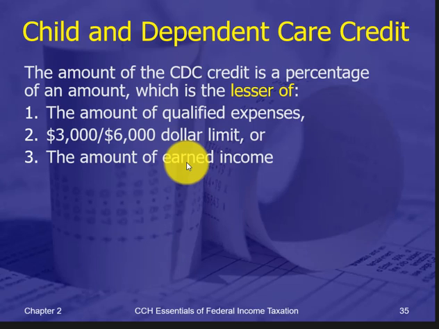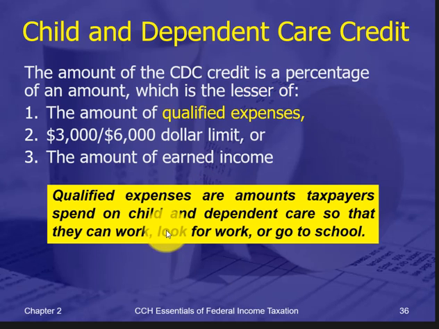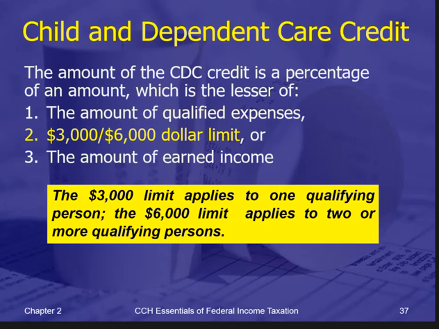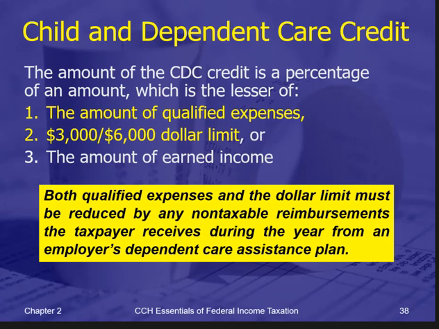Basically, the idea is you can't get this credit unless you are making money, and that's why you hired the babysitter or took the child to child care. All right? So, qualified expenses are all what you pay to the babysitter or the daycare situation. If you get assistance from your employer, you have to reduce those amounts.